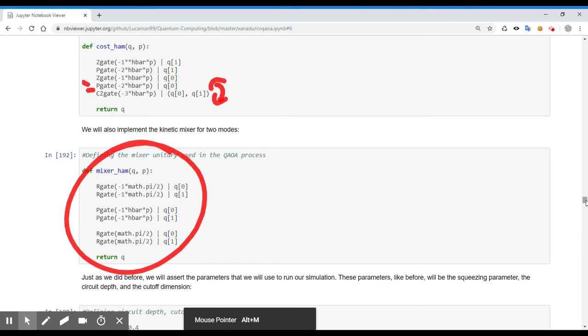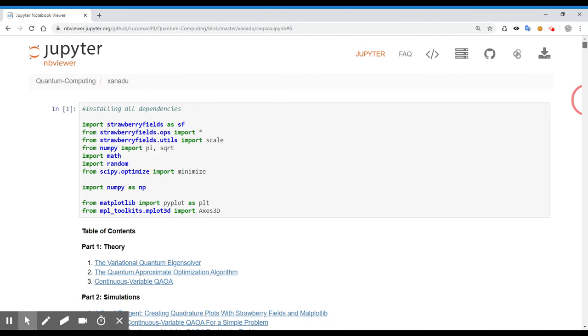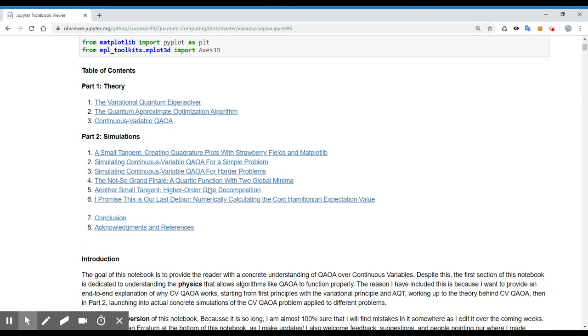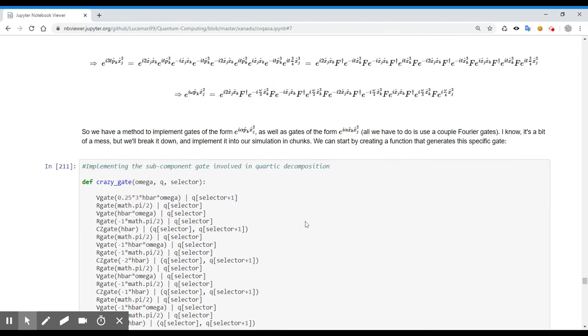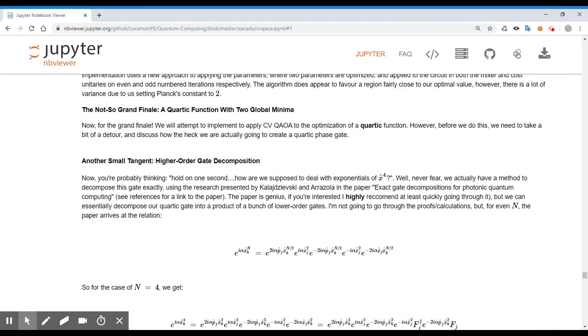To the top. What are the other points in here? So we've got the simple problem, harder problem, not so grand finale, a quartic function with two global minima, another small tangent, higher order gate decomposition, last detour, numerically calculating the cost Hamiltonian expectation value, conclusion. What is this about?